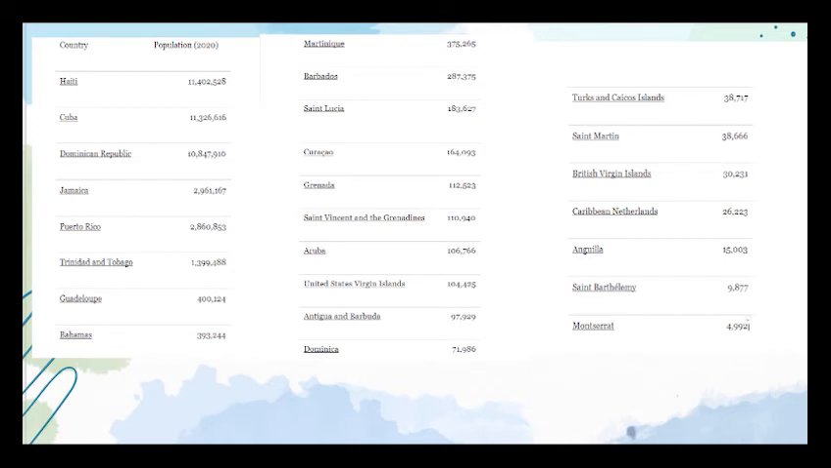So if we're talking population, we have to tell the amount of people living in each country. So Haiti, we have 11,402,528 people living in Haiti. That's a lot of people, and that's the most populated country in the Caribbean, followed by Cuba with 11 million. So it's still a lot.